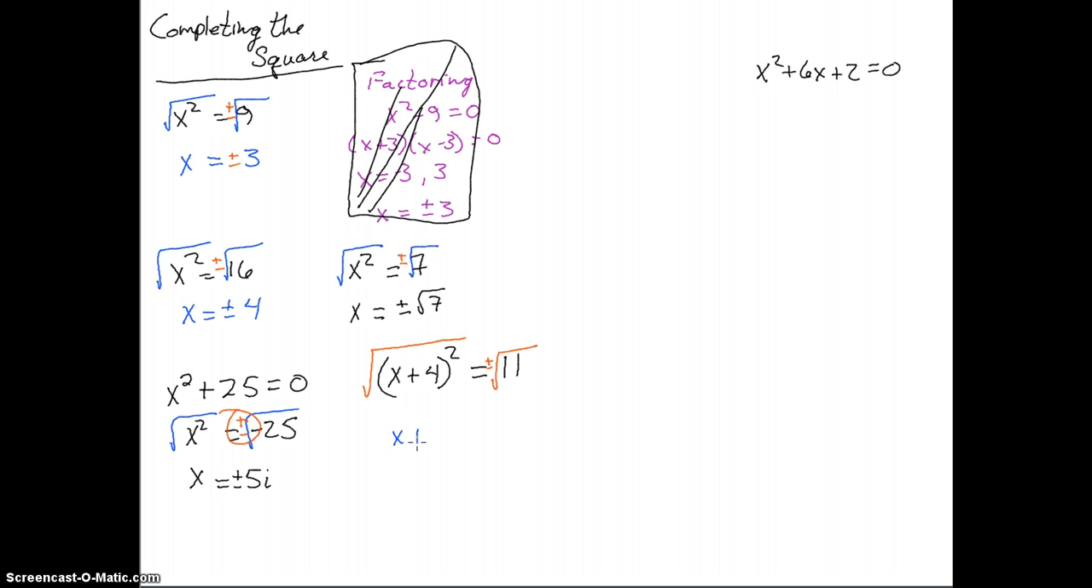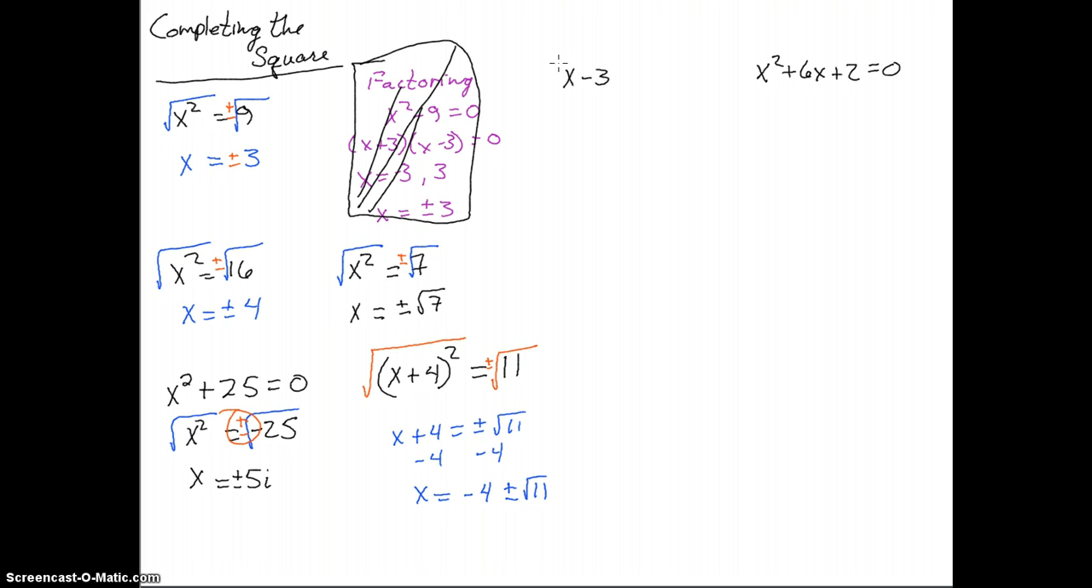So we now have x plus 4 equals plus or minus the square root of 11. If we subtract 4 and subtract 4, we have x equals positive square root of 11 minus 4 and negative square root of 11 minus 4. Or we can also write it like this: negative 4 plus the square root of 11, negative 4 minus the square root of 11. Kind of handy, that. Let's do one more up here. Maybe a couple more, but we'll see.